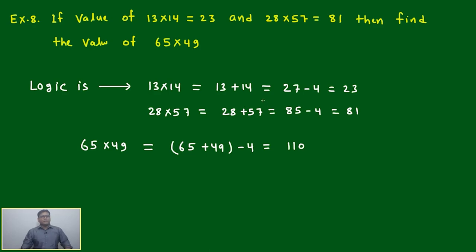Example number 8, almost similar logic, but the concept used might be different. 13 into 14 is 23, 28 into 57 is 81, then find this one. The logic is, in the last questions we converted this into this, but in this question we are converting this into this.